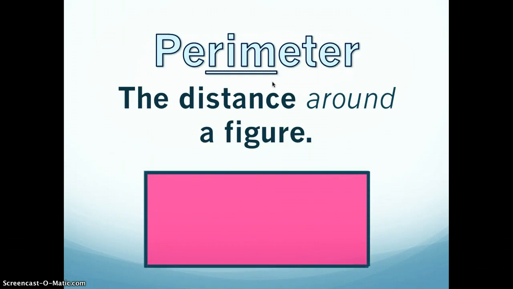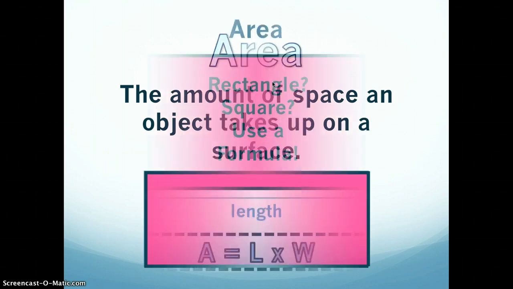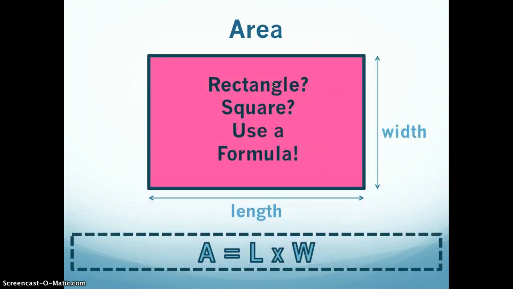Today, we're going to be talking about area. So we're using the same rectangle, only instead of measuring around the rectangle, we're actually going to be measuring the stuff that is inside of the rectangle. Area is the amount of space an object takes up on a surface. Now, if you're measuring a rectangle or a square, you can use a formula. A equals L times W, or area equals length times width.